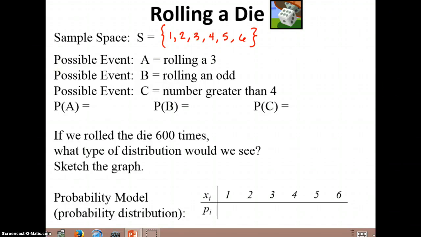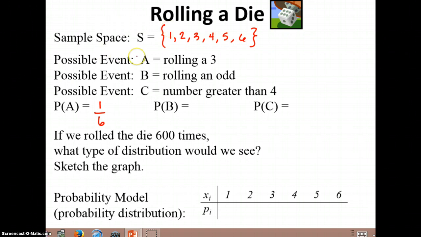Now, look here, this is the probability of that event. So what is the probability of A? What is the probability of rolling a 3? That would be 1 out of 6, 1 of the 6 options.